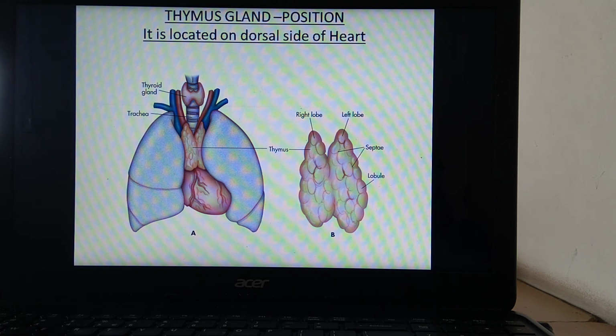Okay, so this is all about 2 glands. We have studied adrenal and thymus in this lecture. In the next lecture, we are going to study the next glands like pancreas, gonads, and the remaining glands.